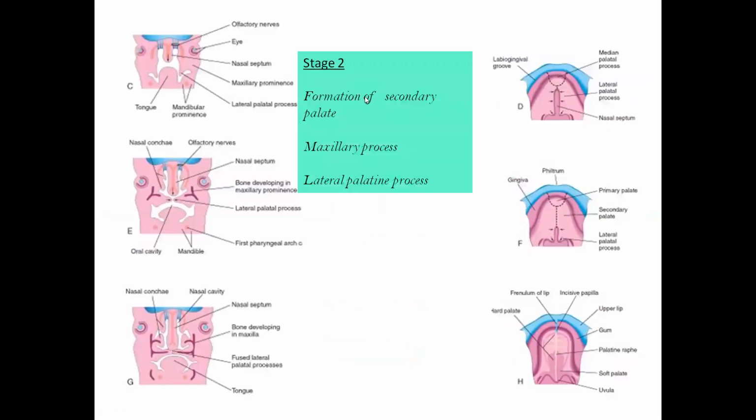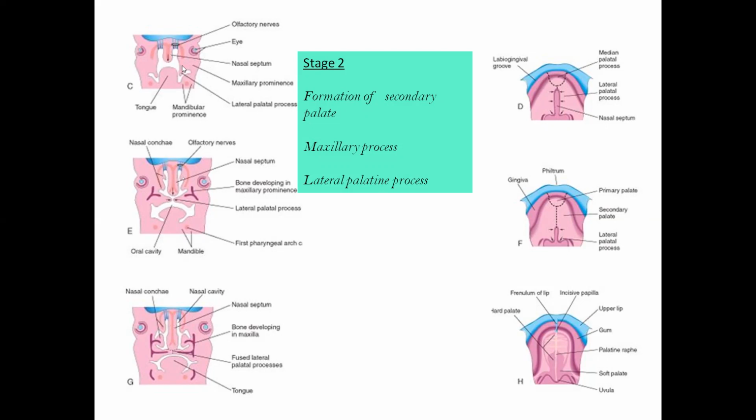Stage 2 is the formation of secondary palate. This is a coronal section, the floor of the oral cavity. The tongue is already formed, bounded below on either side by the mandibular process, above by the maxillary process. These are the developing nasal cavities, partially separated by the nasal septum, which is a downgrowth of frontonasal process.